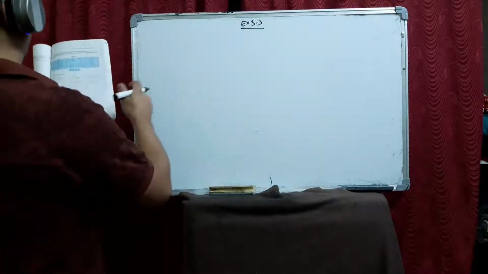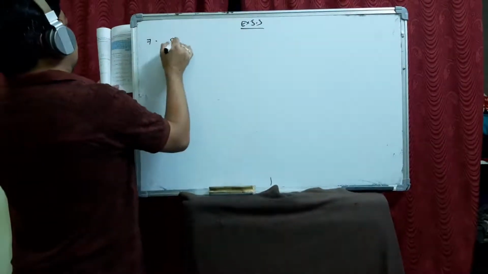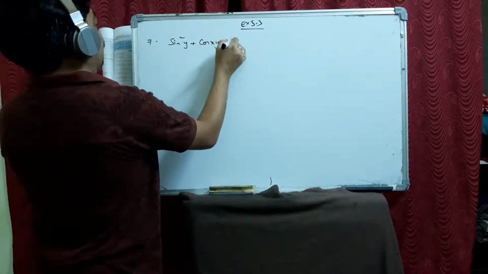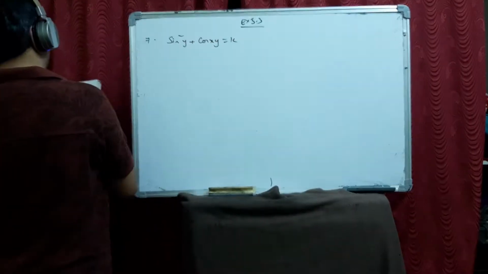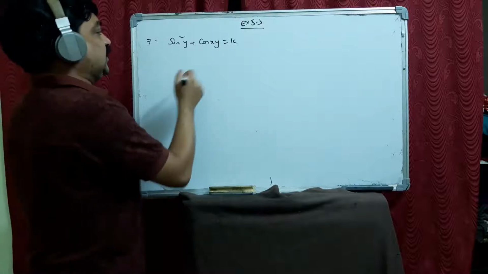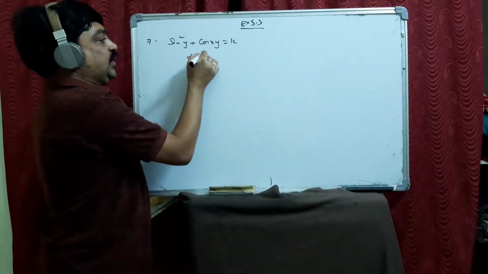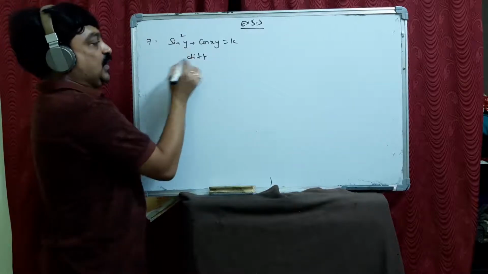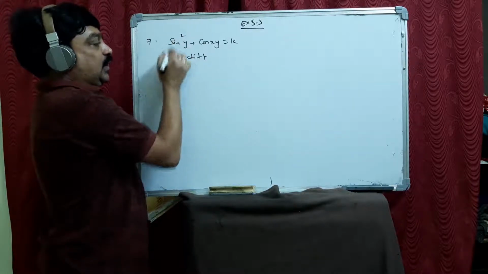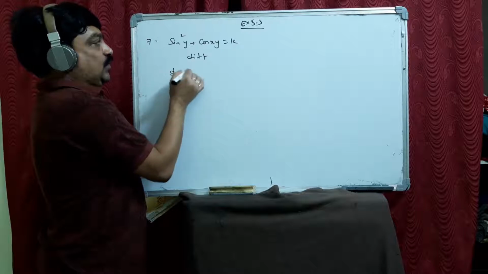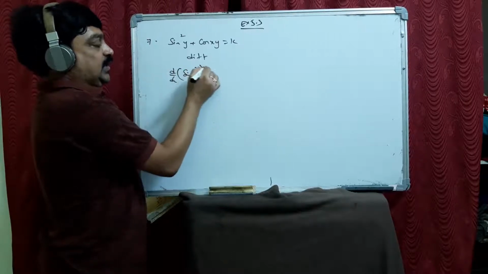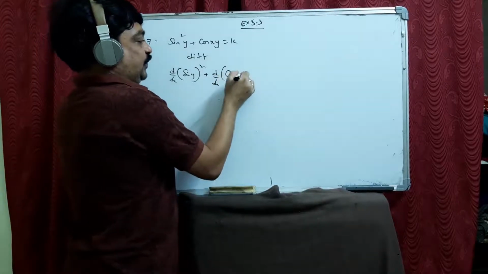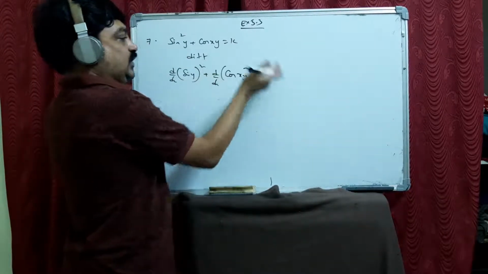Okay, see the seventh problem. sin square y plus cos xy is equal to k. So let us differentiate. We need dy by dx. I told you, differentiating on both sides. Whenever you have a square, we should treat it as a whole square. Now it becomes d by dx of sin y whole square. Let us write a little carefully. And this becomes d by dx of cos xy. No doubt this is constant, 0.